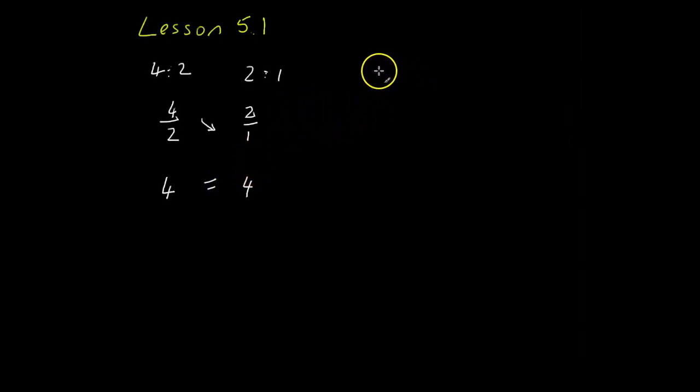Let's try the ratio of 3:4 and 2:3. So 3:4 is written as a fraction, 3/4, and 2:3 is written as 2/3. So again here, I'll just make them level. So again, we cross multiply with each other.